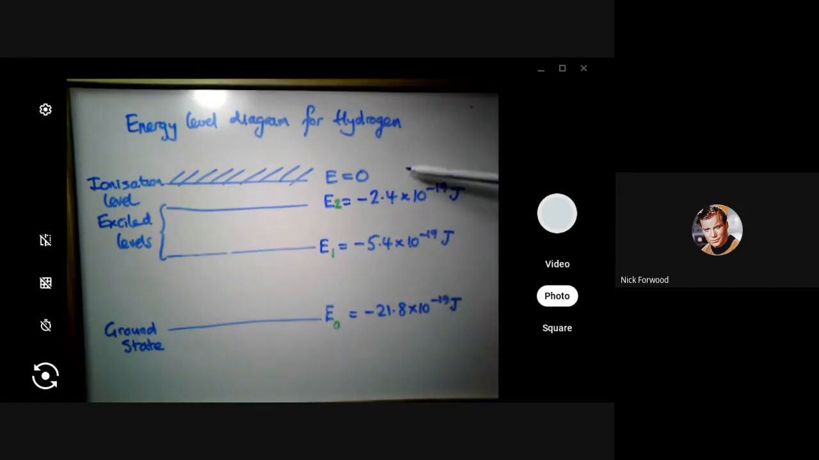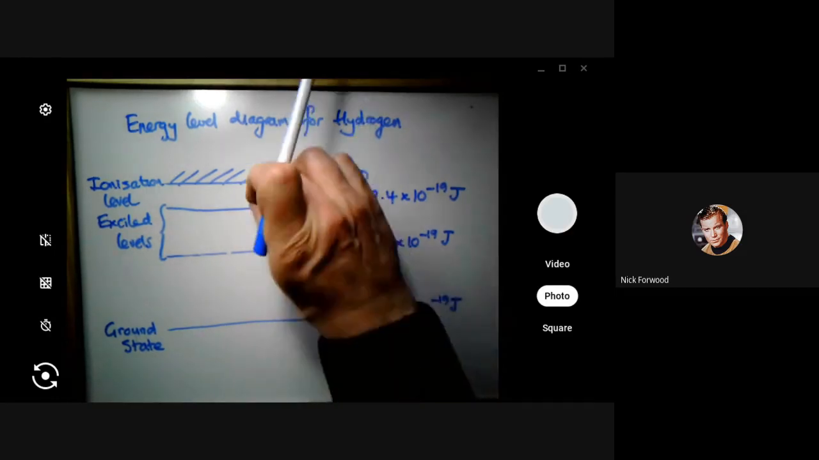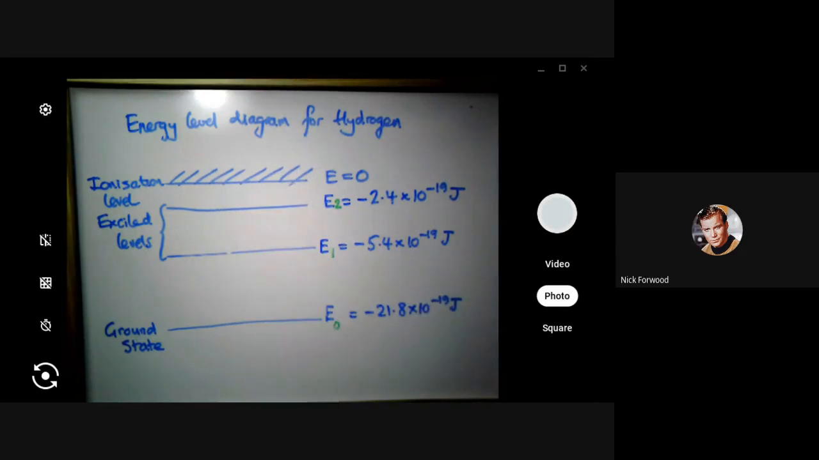But remember, we're going to have to look at energy levels as you go lower and lower. We're going to say that this level, energy 0, anything lower is a minus number, just like going down in the lift. Imagine having a level called minus 2.4 and another level called minus 5.4 and another level called minus 21.8, and these levels get stretched out as you go down. Okay, so those are the names, and those are the numbers.